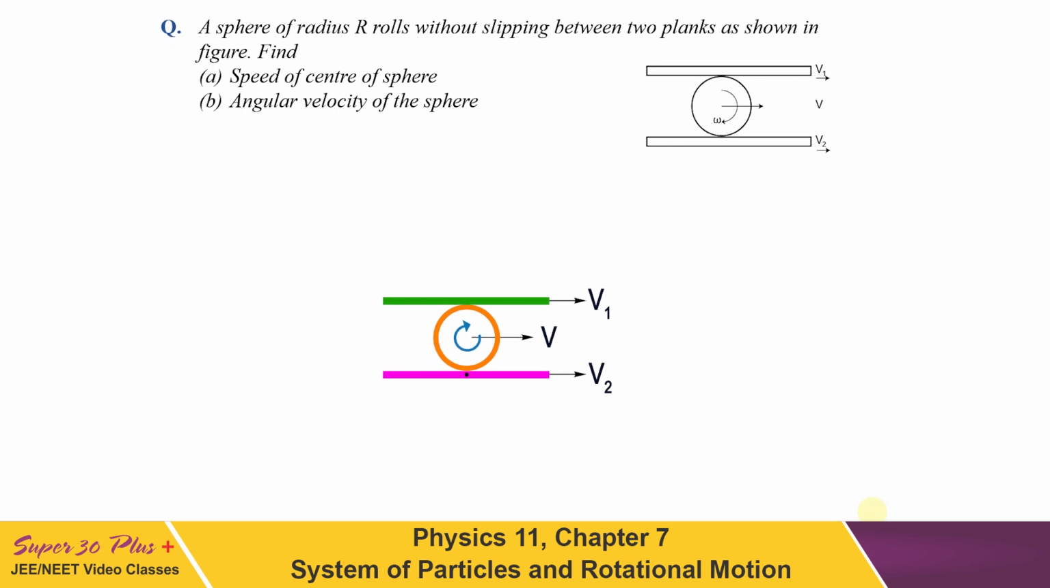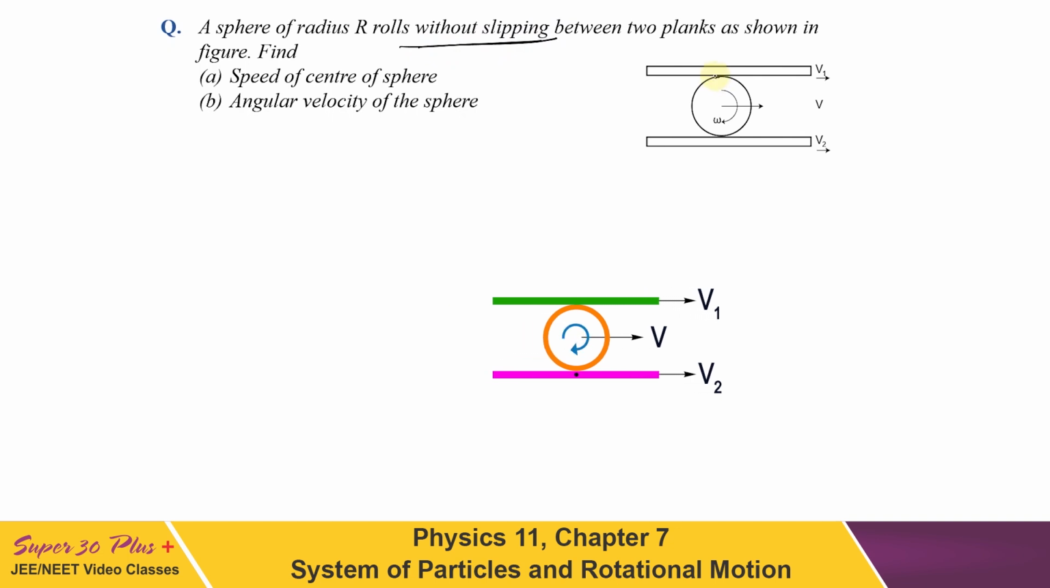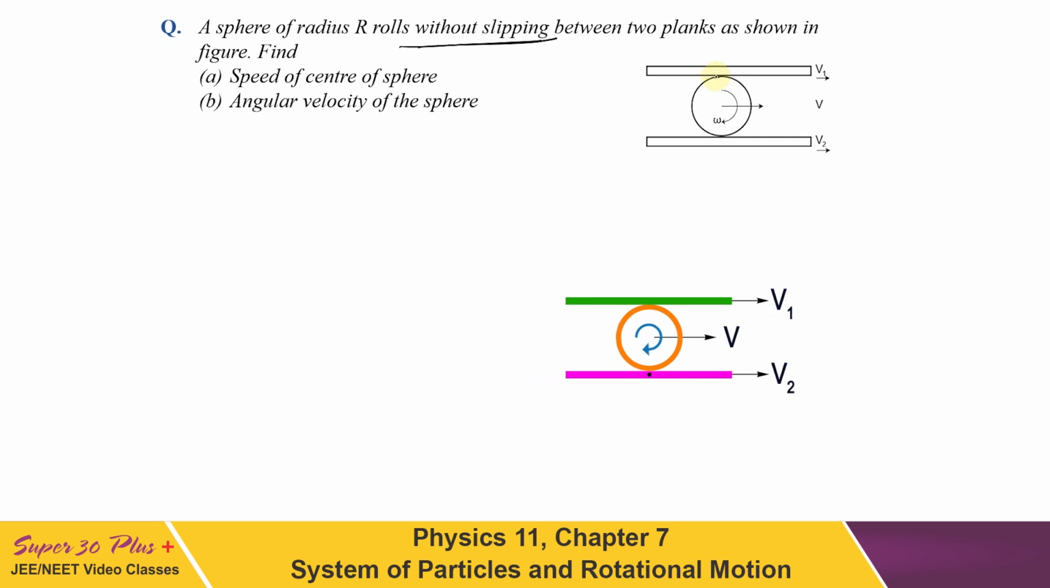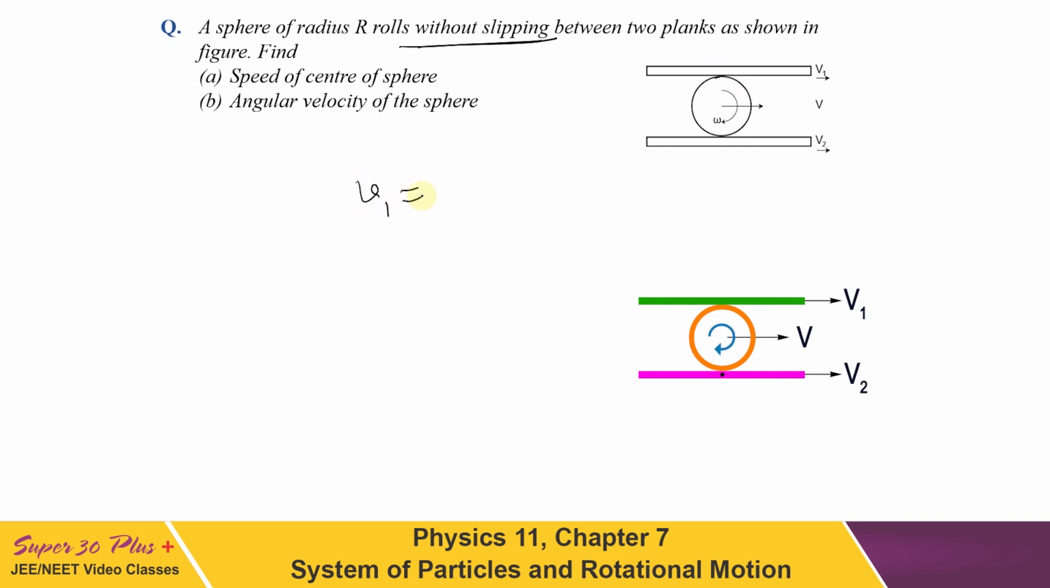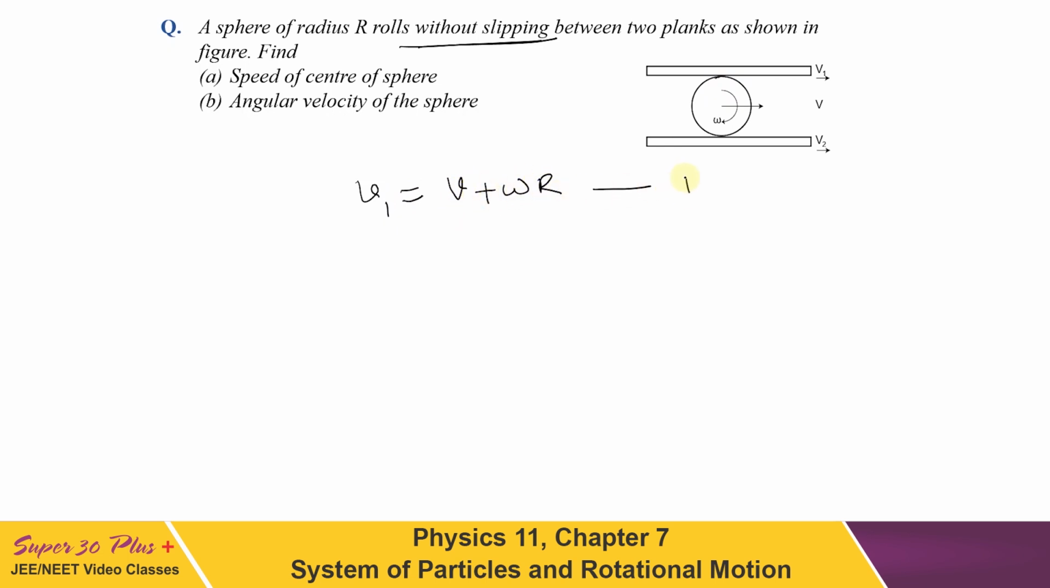So there is no slipping, because it is given in the question that no slipping is taking place. So at this point, relative velocity should be 0. Now what is the velocity at this contact point? For the Planck, that is equal to v1. But for the point on sphere which is in contact with the Planck, this should be equal to v plus omega r. So we got this first equation. Just consider that relative velocity should be 0 if there is no slipping involved.